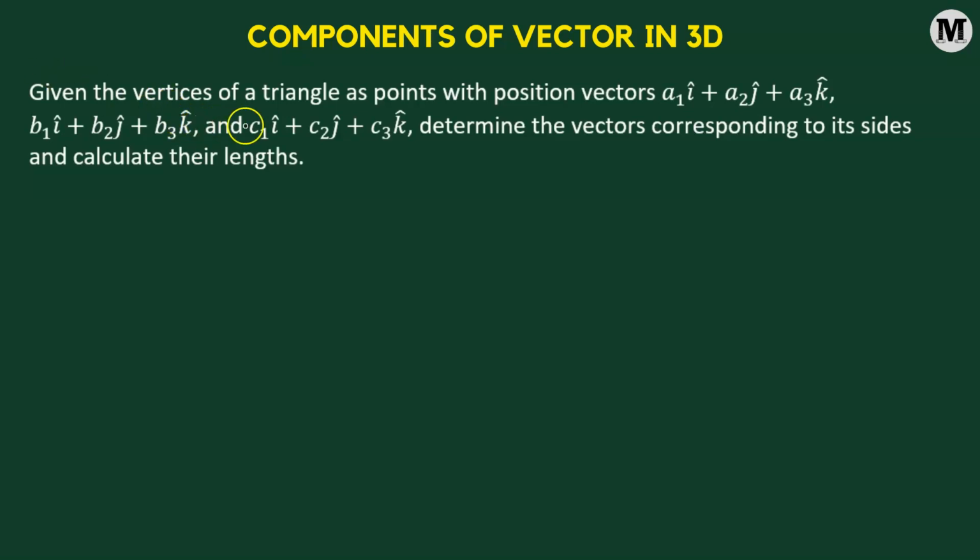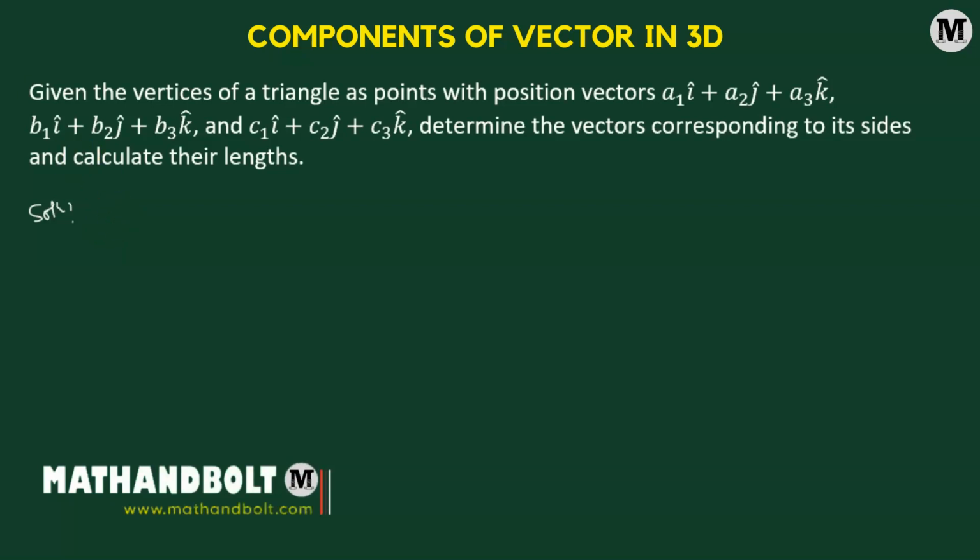So here in this problem, we are given the vertices of a triangle as points having the following position vectors. We need to determine the vectors corresponding to its sides as well as calculate the length. Okay, let us begin. So we will consider a triangle with vertices A, B and C.